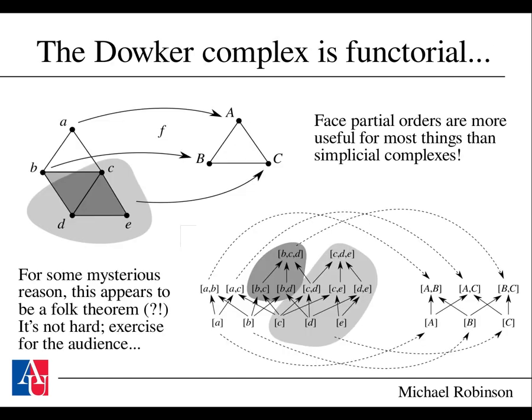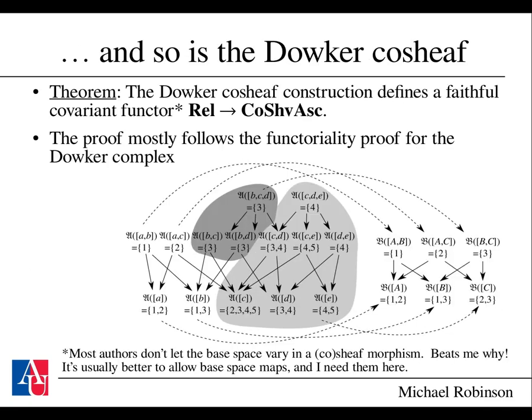Well, that's pretty neat. And in fact, this Dowker complex, this Dowker co-sheaf, becomes functorial as well. So the Dowker complex is functorial. As I said, for some mysterious reason, this appears to be a bit of a folk theorem, but it's not too hard to prove. And I would argue that if you're trying to prove this, the phase partial orders are much easier to work with than the simplicial maps. But in fact, why not just go for the whole thing? This Dowker co-sheaf, in fact, is a functor as well.